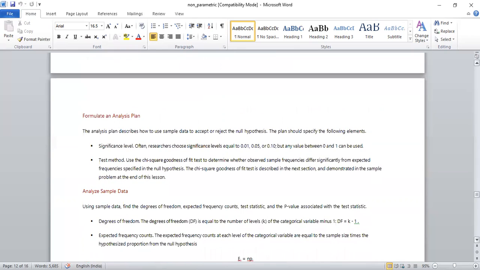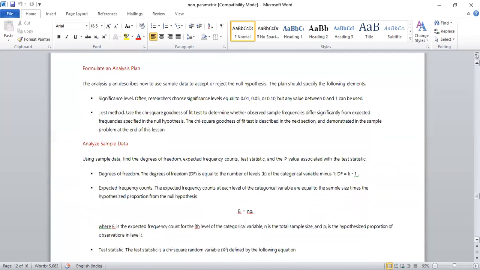Now formulating an analysis plan. The analysis plan describes how to use sample data to accept or reject the null hypothesis. The plan should specify the following elements. First, significance level. Often researchers choose significance level equal to 0.01, 0.05, 0.10, but any value between 0 and 1 can be used. Okay. Test method is your second element.